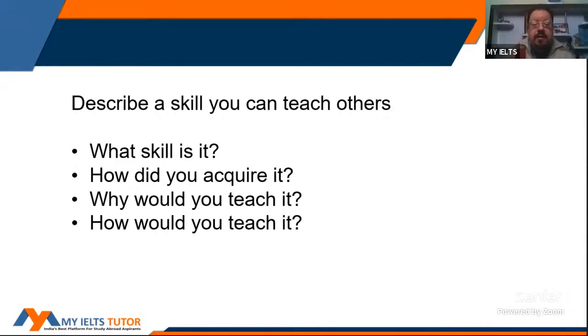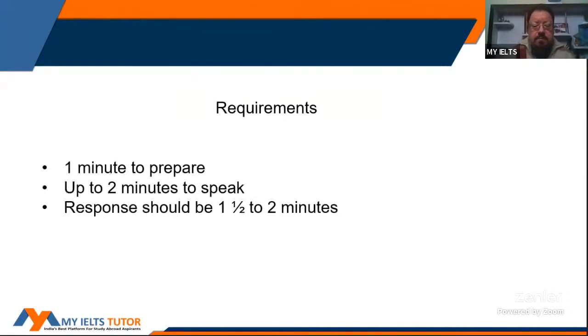So, for instance, describe a skill that you can teach others. What is the skill? How did you acquire it? How did you learn the skill? How would you teach the skill? Now, these are very important because they can help you come up with ideas of how to answer the cue card and what to talk about for the cue card. And there's another importance for these, which I'll get to in just a few minutes.